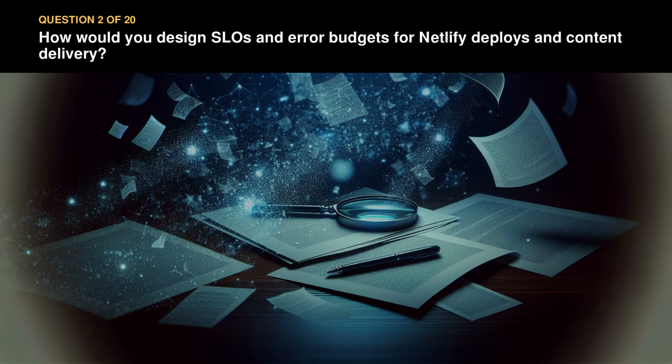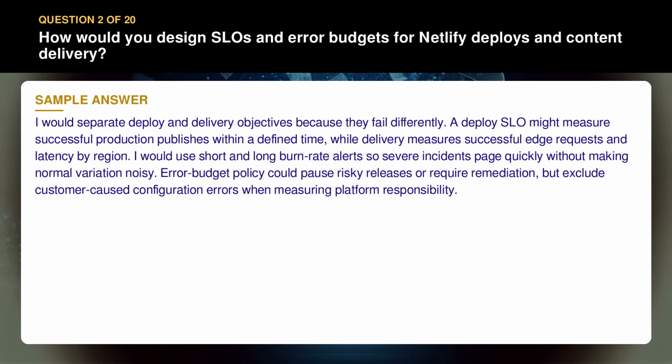How would you design SLOs and error budgets for Netlify deploys and content delivery? I would separate deploy and delivery objectives because they fail differently. A deploy SLO might measure successful production publishes within a defined time, while delivery measures successful edge requests and latency by region. I would use short and long burn rate alerts so severe incidents page quickly without making normal variation noisy.